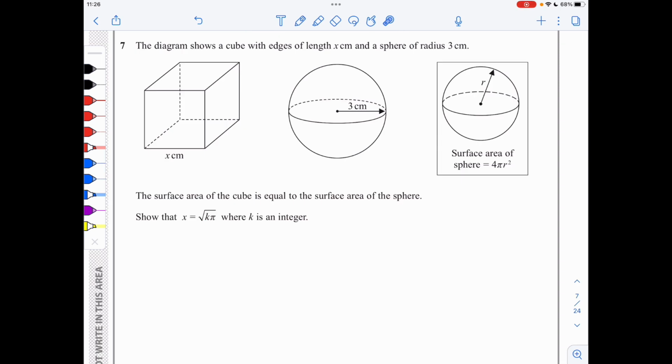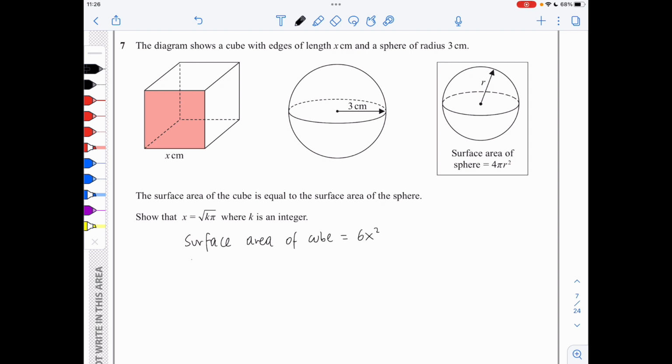In question 7, it's a cube with edges of length x centimeters and a sphere of radius 3 centimeters, and these two have the same surface area. We need to show that x is root of k pi for some integer k. We will start with the surface area of the cube. We know that it's 6 times this area here. It's a square. So the surface area of the cube is simply 6 times x squared.